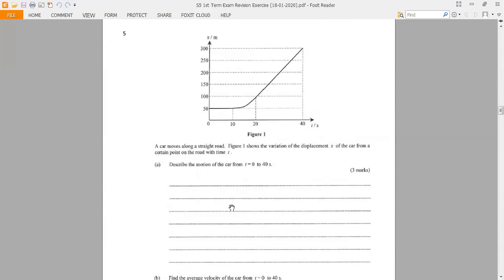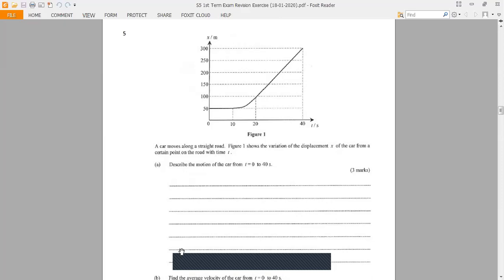I can't tell you the question exactly, but what I can do is use a similar question to remind you of something important. In this question, it's very typical: describe the motion from 0 to 40. Whenever you're trying to describe a motion, we must first divide the motion into different parts. In this question, there are 3 segments.